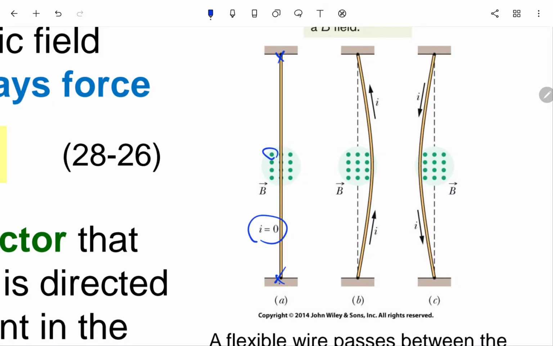The next case is if we have a current going upward. Then the wire will bend to the right side. And for the third case, if the current is pointing downward, the wire will bend to the left side.